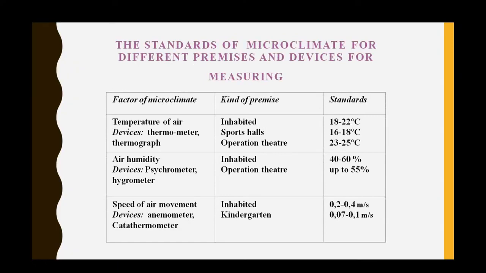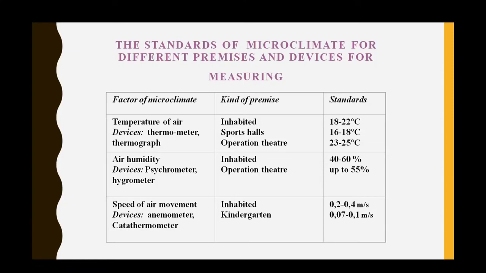Now we should discuss parameters of microclimate. For different premises, we have different standards of microclimate. And you should know devices for measuring these parameters. For example, factor of microclimate temperature. More often we use this parameter for estimation of microclimate in the room. Devices used for measuring temperature are thermometers, different kinds of thermometers, and thermograph. Thermograph is used for recording temperatures in time.